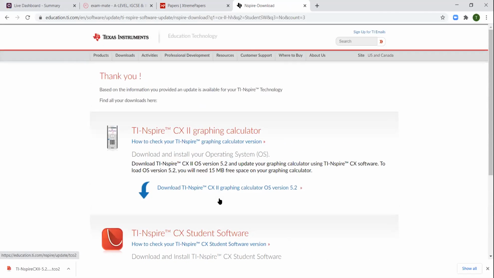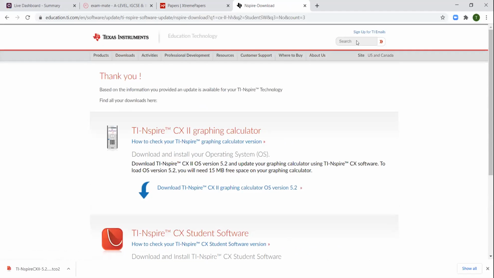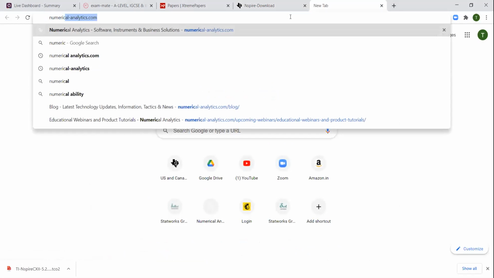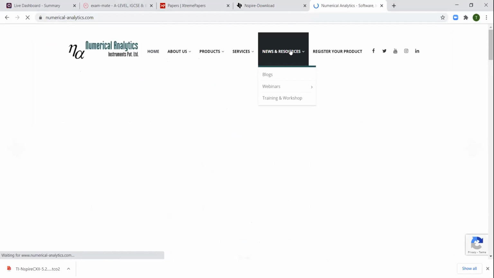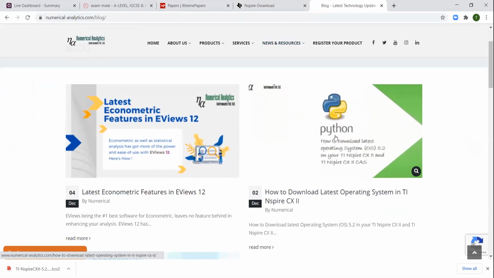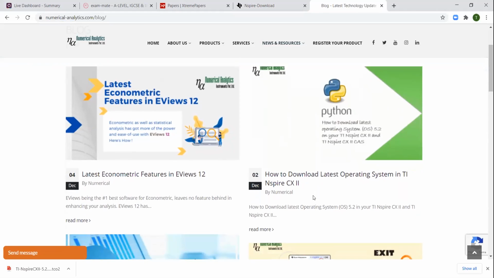So this is the walkthrough of how you can download the upgrades. If you forget how to download, you can always go to the numericalanalytics.com website. Under news and resource, you'll get the blog. Under blog, you can see there is one blog, how to download latest operating system in TI Inspire 6.2.